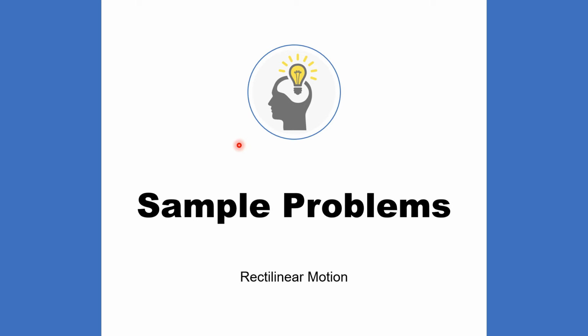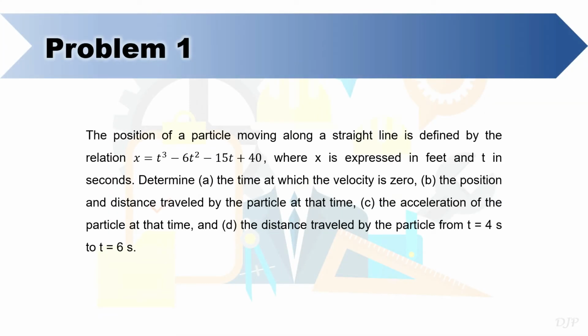Good day, class. To reinforce what you have learned so far, let us now proceed with the sample problems about rectilinear motion. So problem 1: the position of a particle moving along a straight line is defined by the relation x is equal to t raised to 3 minus 6 times t raised to 2 minus 15t plus 40, where x is in feet and t is in seconds.